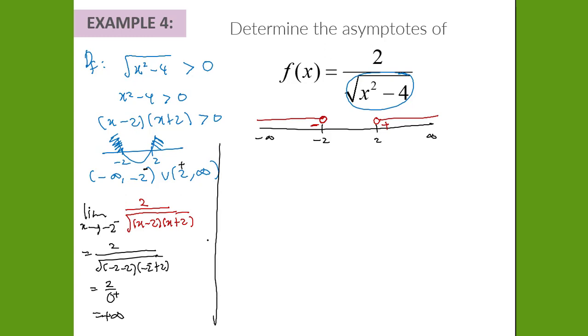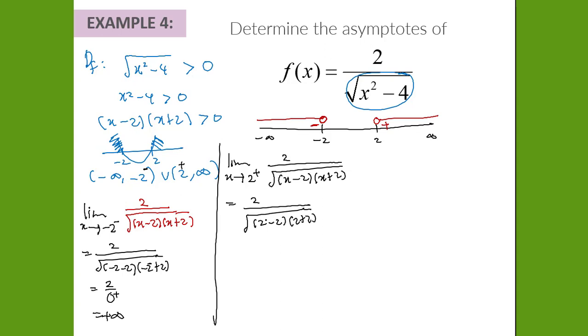The next step, find the limit as x approaches 2 from the right. 2 over the factorized form, then substitute: square root of 2 minus 2, which is 0, times 2 plus 2. This is from the right. We get 2 over 0, confirm positive, then positive infinity.